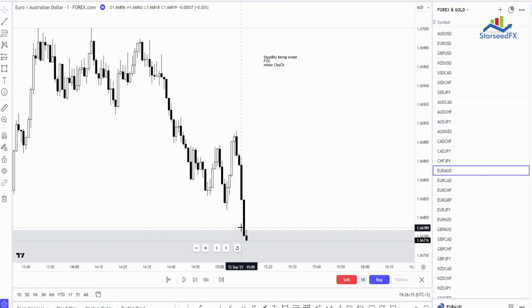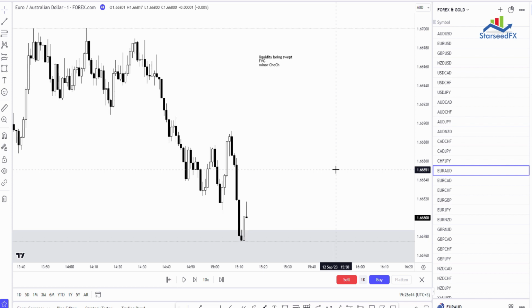This is exactly when you receive the alert. If you are on your computer, this is the moment you should move to the M1 time frame and start to see how to trade it. So first, we want to find liquidity being swept. Until this moment, we have no liquidity. We can place nothing. We have no fair value gap. We have no minor change of character. Okay, so let's move on little by little and see what will happen.